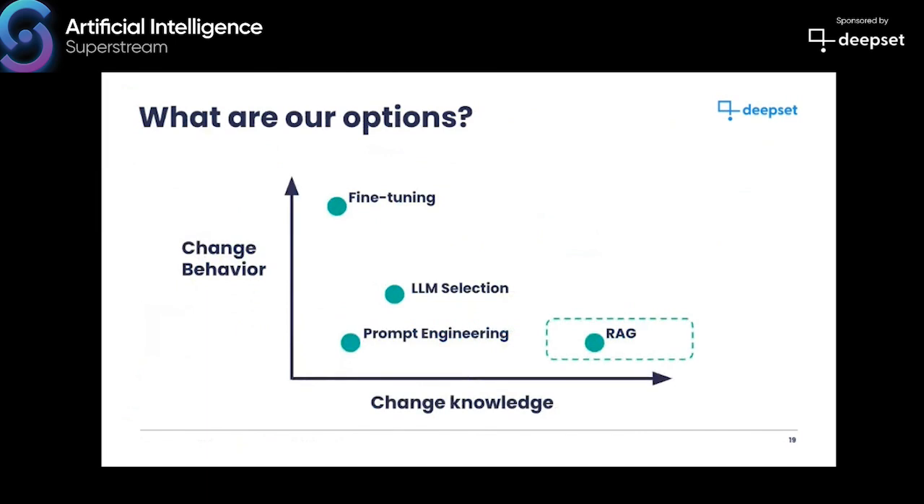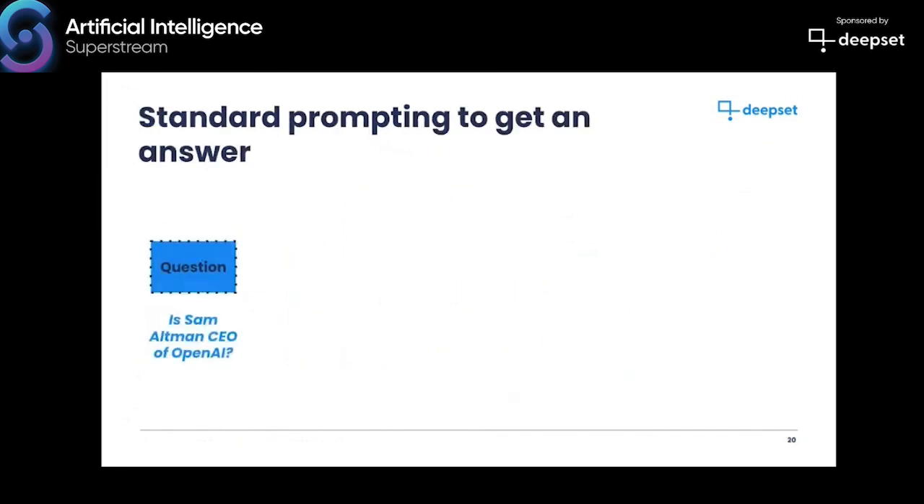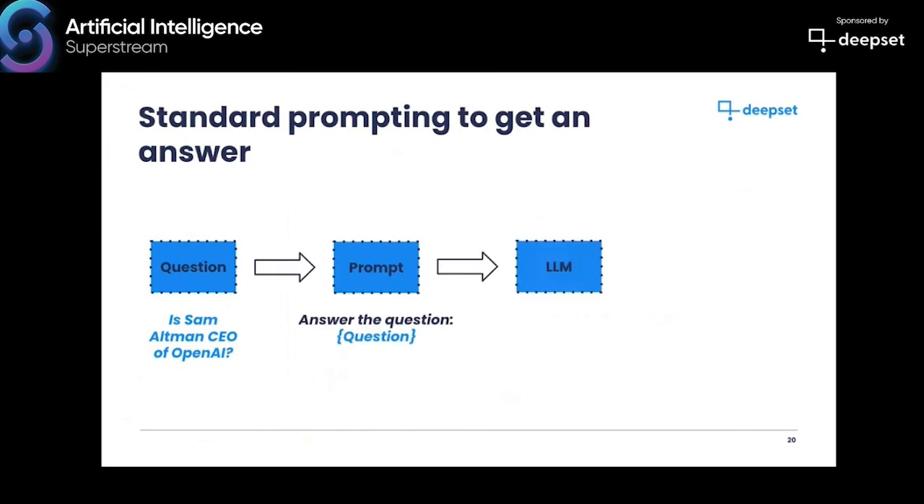Let's now look at one method that is very popular for changing the knowledge of an LLM, RAG. Let's start again with a look at the method and how it works. If we use a regular plain LLM, we basically take a question from a user, ingest this question into our prompt, and feed that to the LLM, and get our answer back. Now, simple.